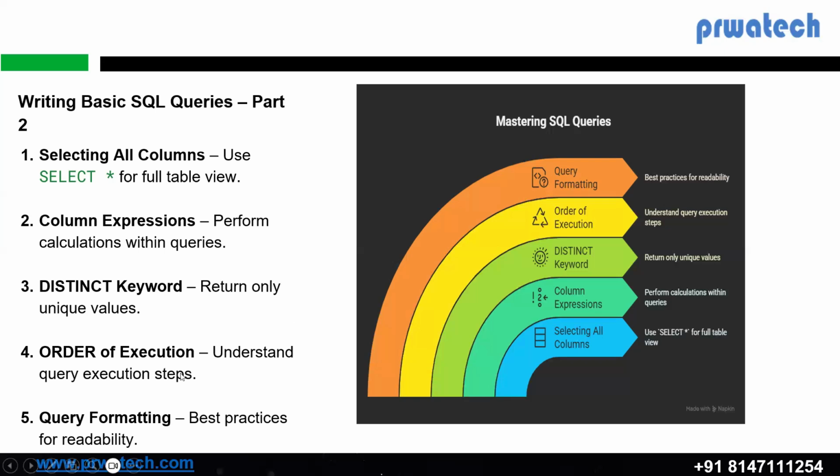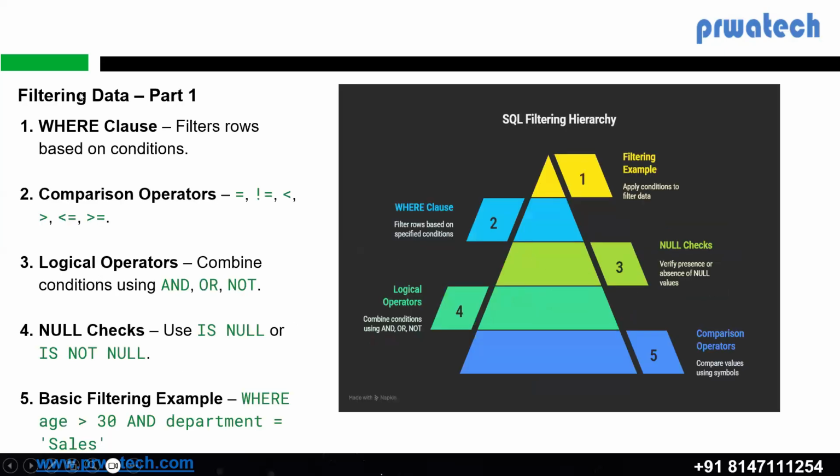So after the query format, we have filtering the data. If you want to filter the data, then we can use a where clause or having. We have to use the having clause after making the group by, not before that. The where clause filters rows based on the condition you mention. Comparison operators are equal to, not equal to, less than, greater than, less than or equal to, greater than or equal to.